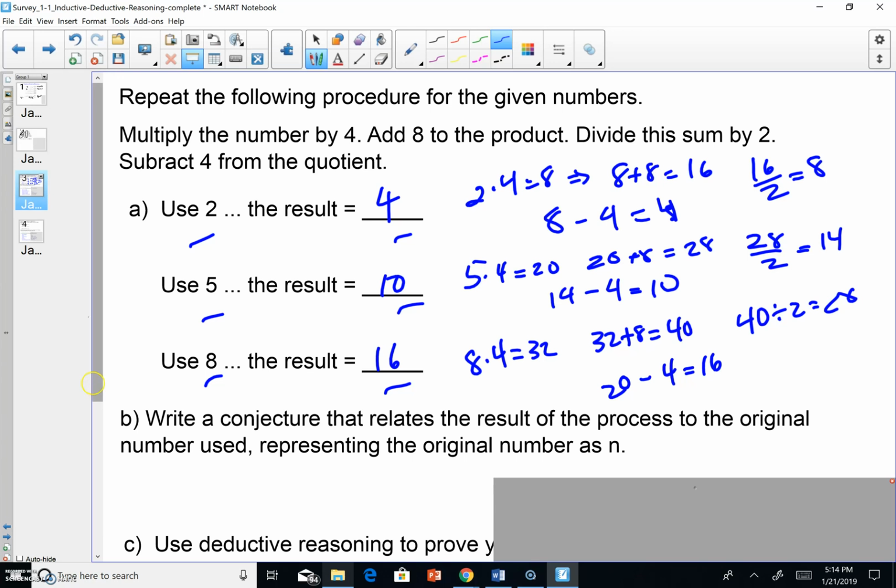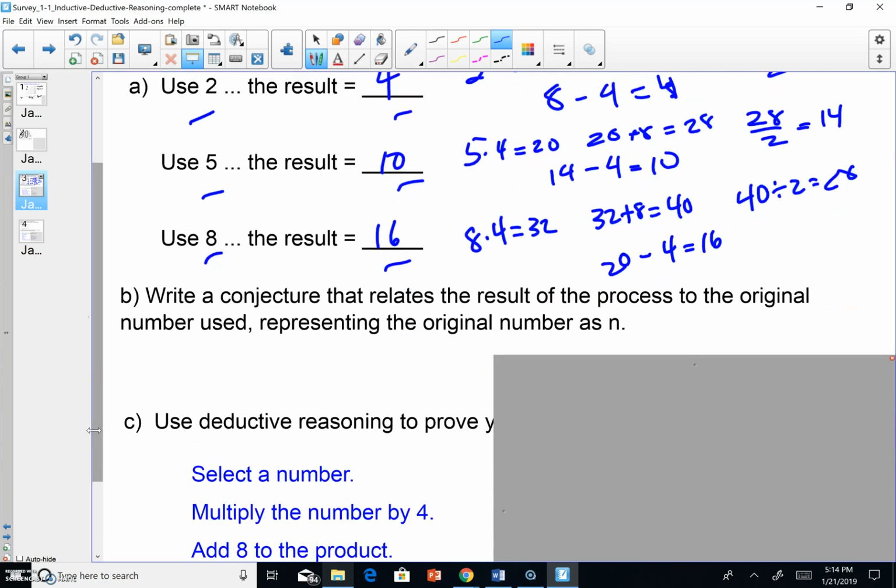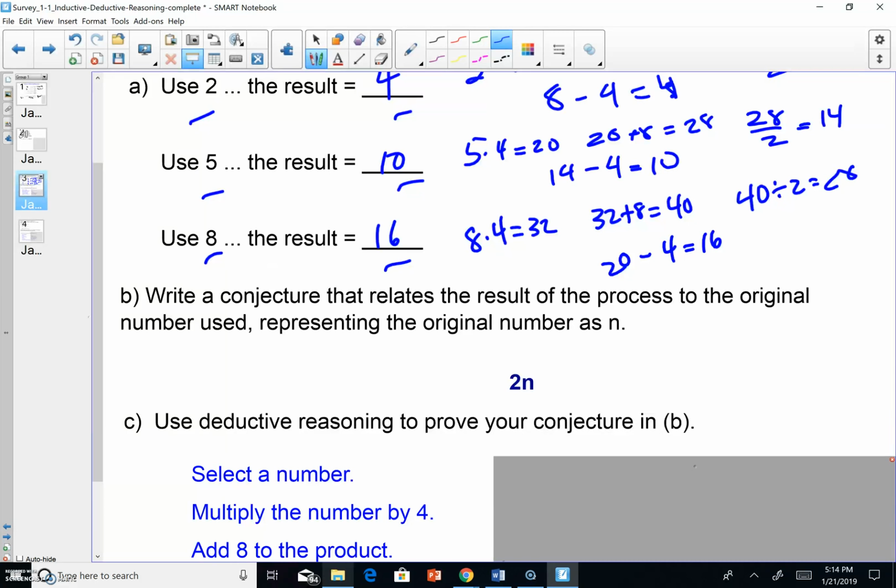Well, if 2 goes to 4, 5 goes to 10, 8 goes to 16, I'm looking at doubling. So the way I would write that with n is 2 times n. I'm doubling it. I'm multiplying by 2. Okay, so here's where we start using some math again. But this time we're going to use deductive reasoning. We're going to use general principles of mathematics to prove that this actually works, no matter what the starting number was.